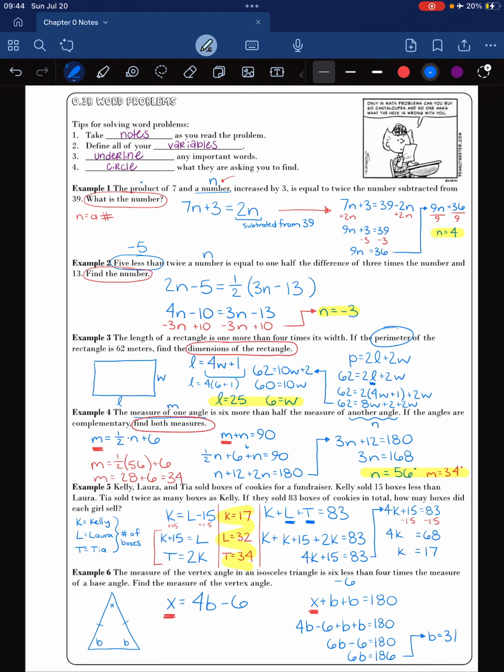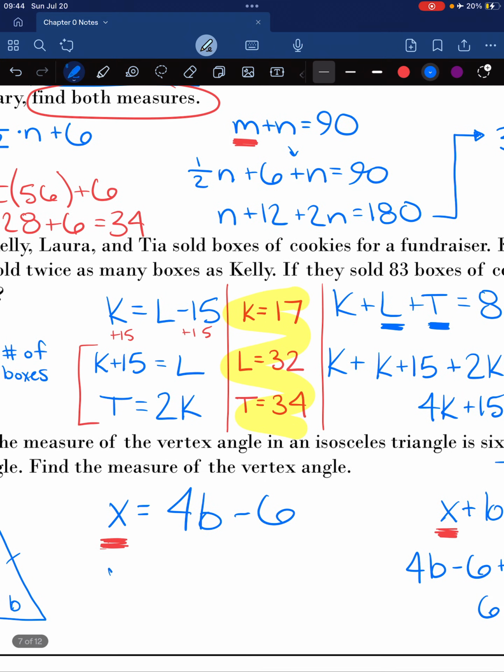Was that the question? Find the measure of the vertex angle. Okay, well I figured out the base angle, but I can use that. Vertex is 4 times 31 minus 6, which you can use your calculator for, and we should end up with 118 degrees.